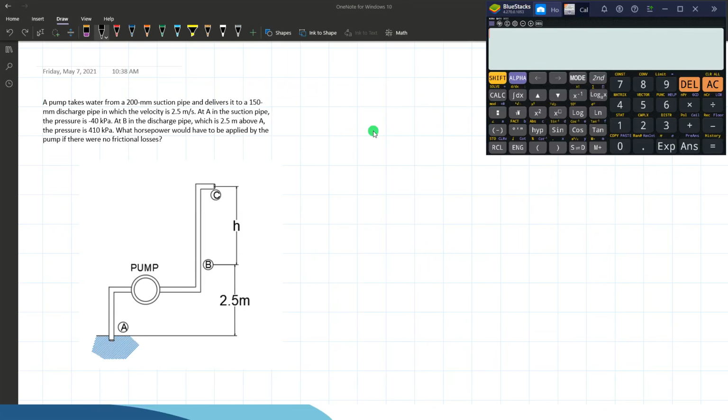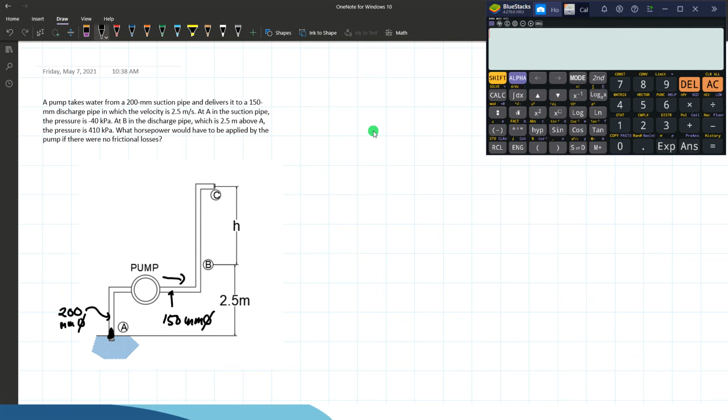Next problem, we have here a 200 mm diameter suction pipe, which is at point A. Here's our point A that's located inside the pipe. The pump delivers water from a 200 mm suction pipe to a 150 mm discharge pipe. So this is your discharge pipe with the diameter of 150 mm.